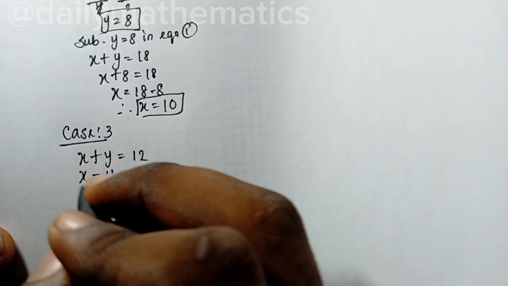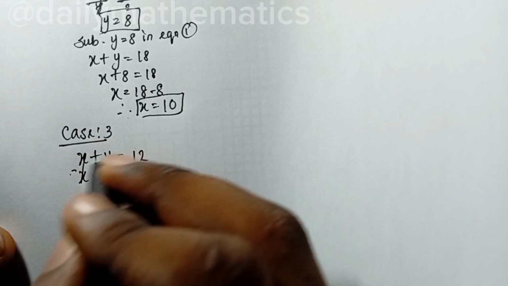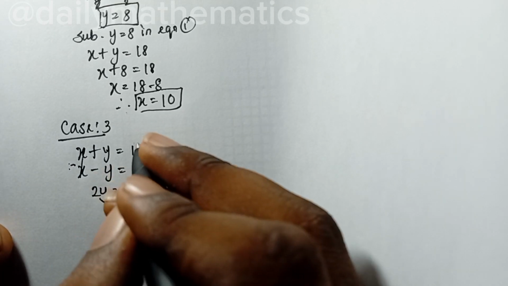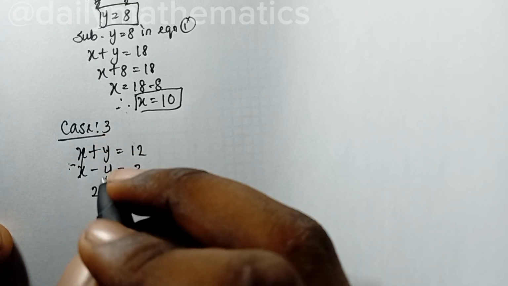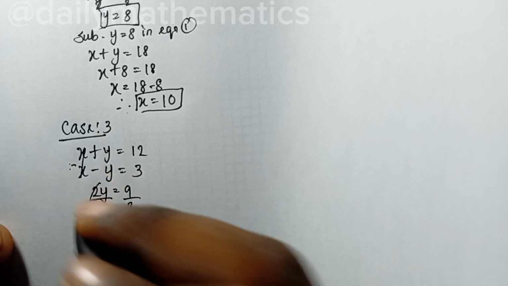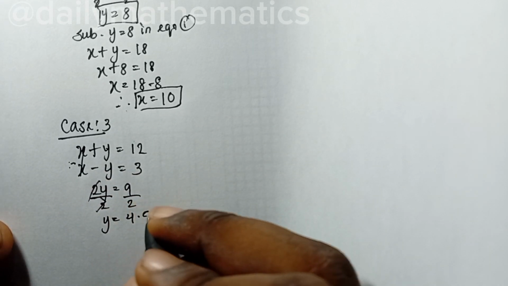We do the same thing. Subtract equation 2 from equation 1. X minus x cancels. Y minus y gives us 2y, right? And then 12 minus 3 gives us 9. Then we divide both sides by 2, and we have y equals 4.5.